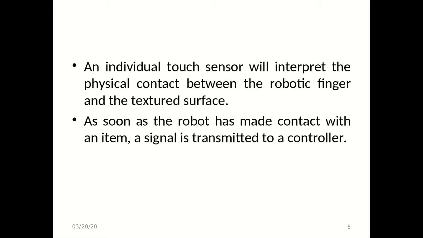An individual touch sensor will interpret the physical contact between the robotic finger and a textured surface. As soon as the robot has made contact with the item, a signal is transmitted to the controller. Then the controller can decide the action. So there will be a switch. When a robot touches some object, the switch will be pressed. Then one signal will be sent, either 0 or 1. That will be received by its controller, and the controller can do something.